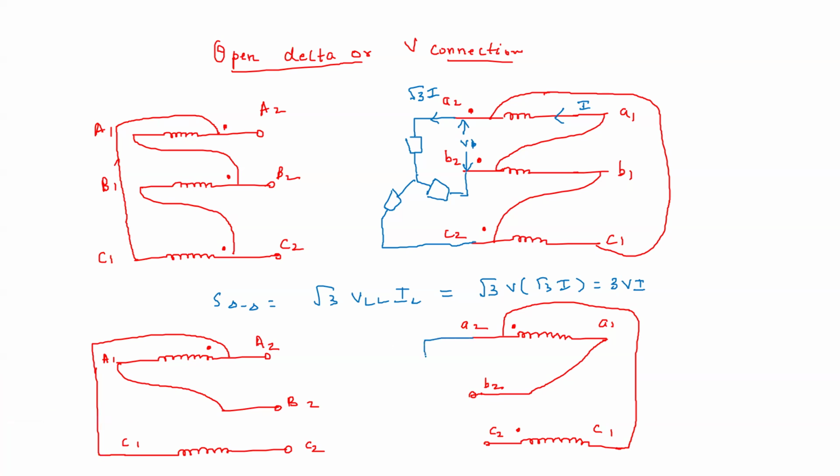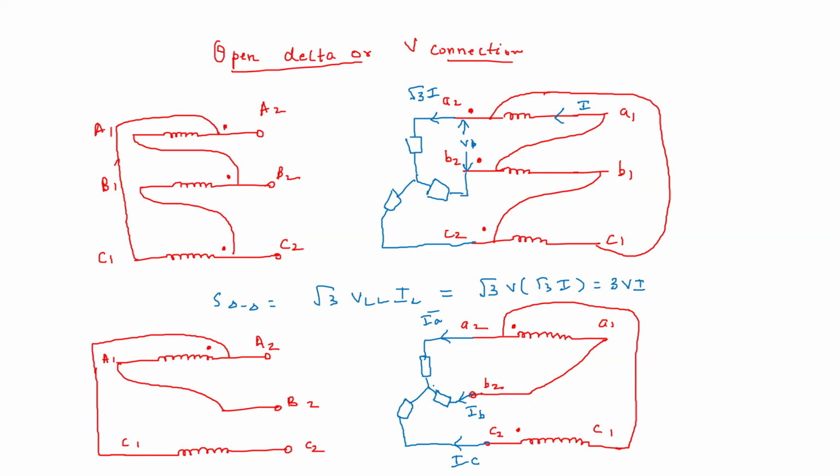So here the current flowing here is IA. The current flowing here is IB. The current flowing here is IC. Okay, so this is the situation. Now let me derive these power expressions using the phasor diagrams. Okay, so let me derive it.